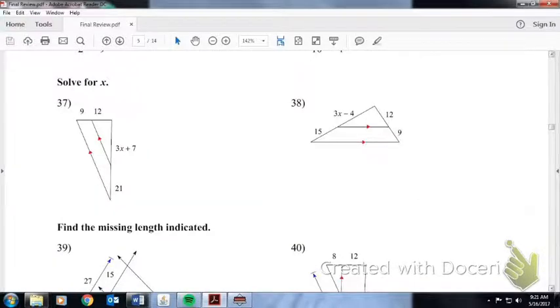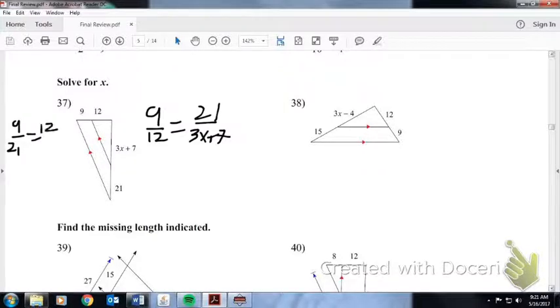Okay, so the next 4 all deal with proportional sides. When you have a line going through a triangle that's parallel to one of the sides, it divides the other 2 sides, the ones that it cuts through, into proportionate sides. So what we want to do here is set it up. I like to go 9 over 12, short side to long side, equals short side to long side. That's proportional right there. We're going to cross multiply.